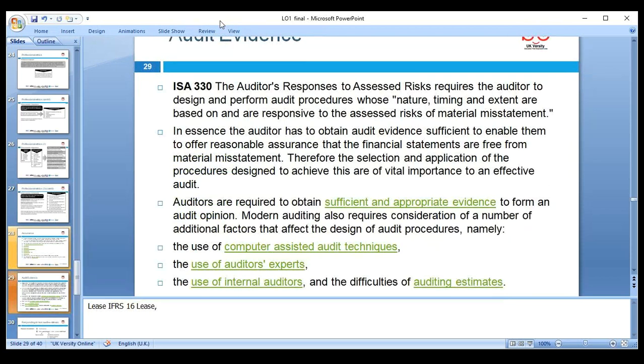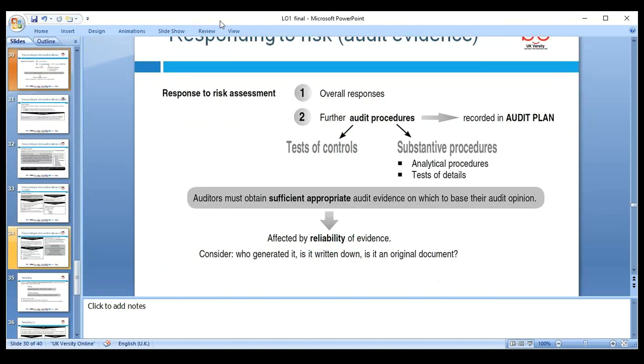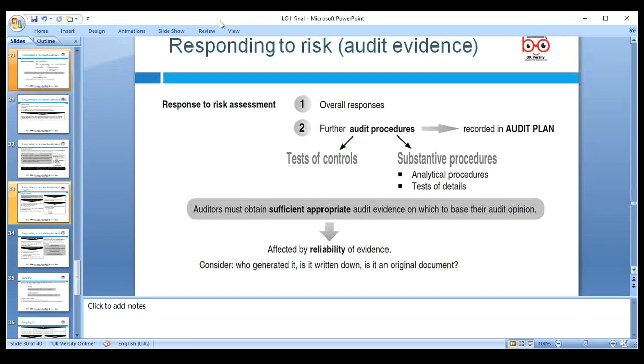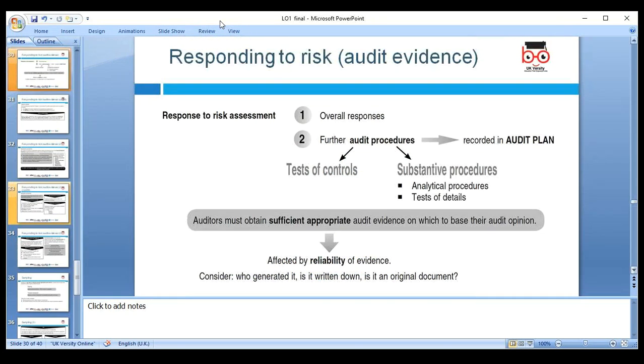Okay, that is we need to test of control, which we'll go through more in the next lesson as well. Responding to the risk: audit evidence, overall responses, further audit procedures, record audit plan, test of control, substantive procedure, analytical procedure, test of control.